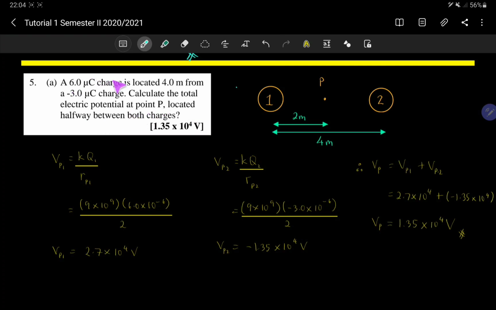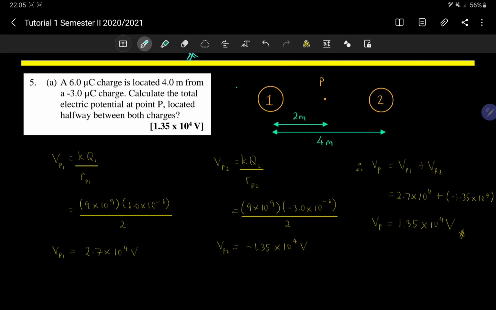Alright, so what do we have? Assuming that this is Q1 and this is Q2, Q1 and Q2 are separated by 4 meters. And then there is a point P located halfway between them, which means it's just at the middle between the first charge and the second charge. So this is point P, where the separation between point P and the first charge is 2 meters, and between P and the second charge is also 2 meters.